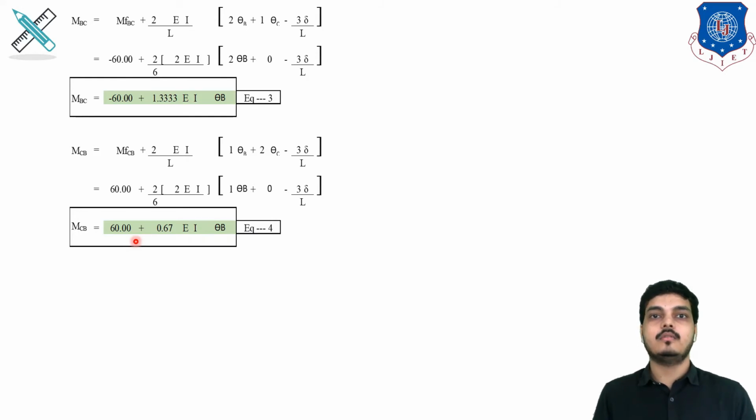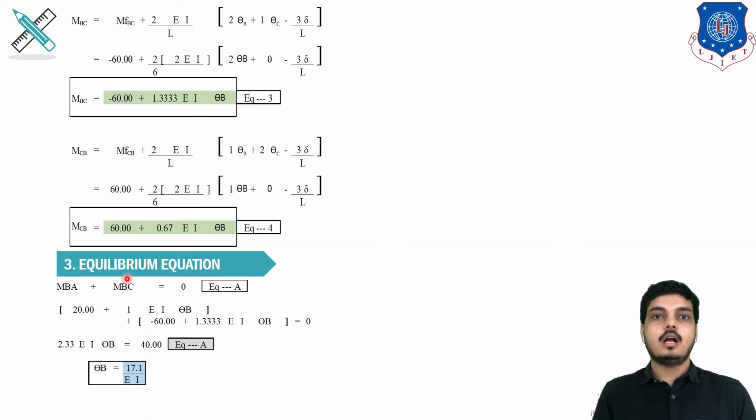Now let's continue to the next step. Our next step is the equilibrium equation. Remember, in our first session I told you the equilibrium equation says that the algebraic sum of moments must be equal to 0 at the place where we have an unknown. Here we have an unknown at support B. At support B there are two moments, MBC and MBA. So MBA plus MBC should be equal to 0.